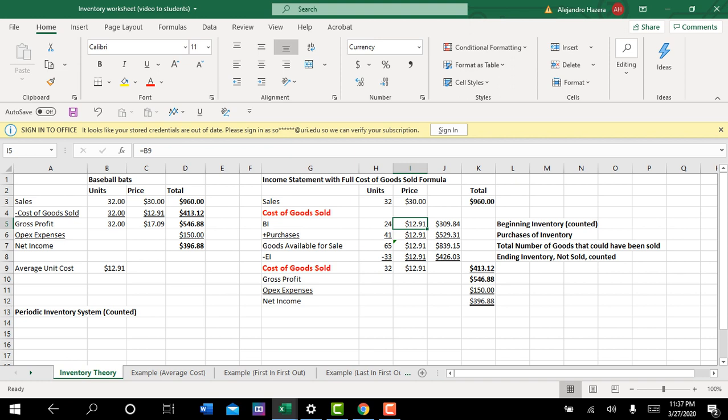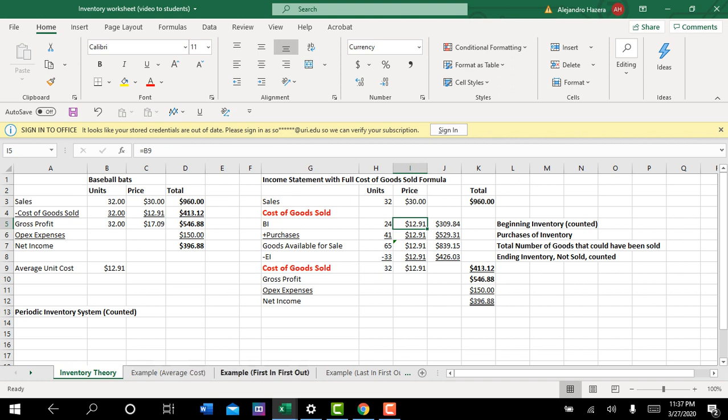Okay, so here's your basic setup. And we're going to be using basically the same setup to go through the three examples. The first example is basically what we just did, and the first example is going to be average cost. Some people call it a weighted average cost. You'll see that we've already done that. The next one is going to be first in, first out, or the famous FIFO. And the last one is going to be last in, first out, or the famous LIFO.